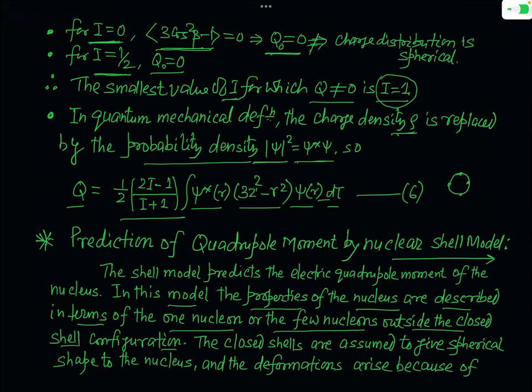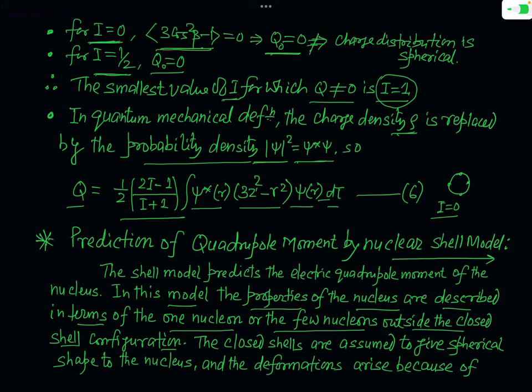total angular momentum or total spin of the nucleons present in the closed cell is equal to zero, because in a closed cell nucleons are paired, and in the paired state the spins of the nucleons cancel one another. So spin I will be equal to zero. And when I is equal to zero, the quadrupole moment will also be zero. And if the quadrupole moment is zero, the nucleus will be spherical.